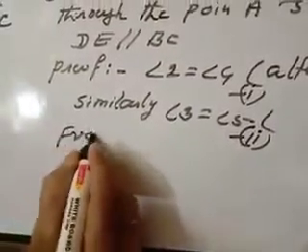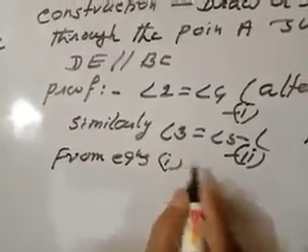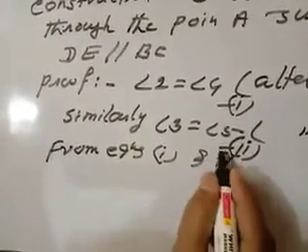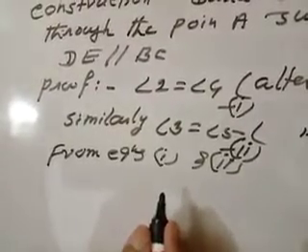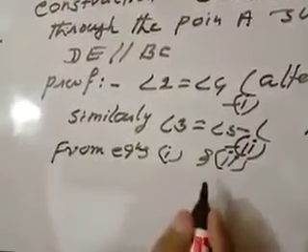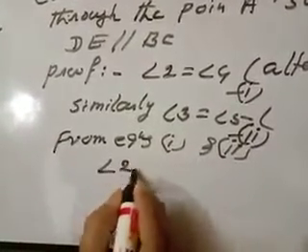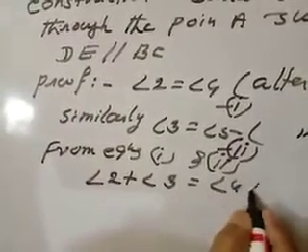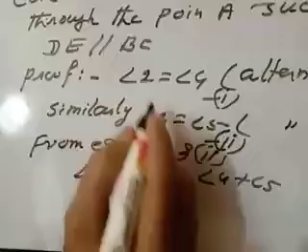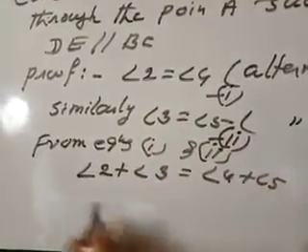From equation 1 and 2, or adding equation 1 and 2 also you can write, then it will be easier. Instead of from, you can write adding equation 1 and 2 also. Angle 2 plus angle 3 is equal to angle 4 plus angle 5. Left hand side we have added and right hand side we have added. 2 plus 3 is equal to 4 plus 5.